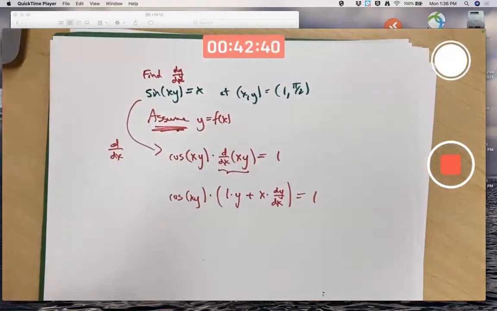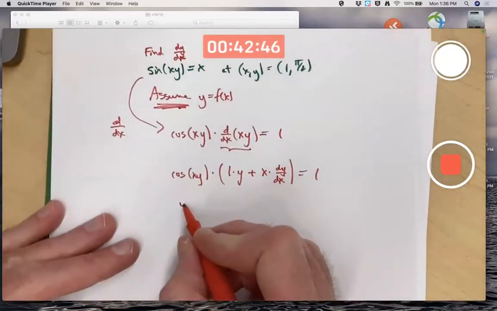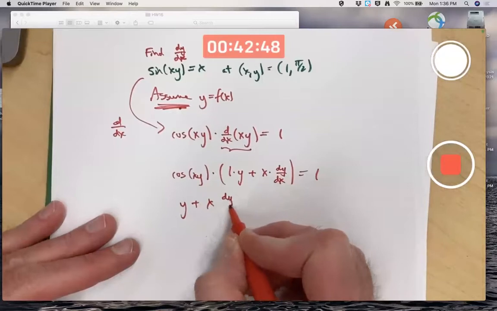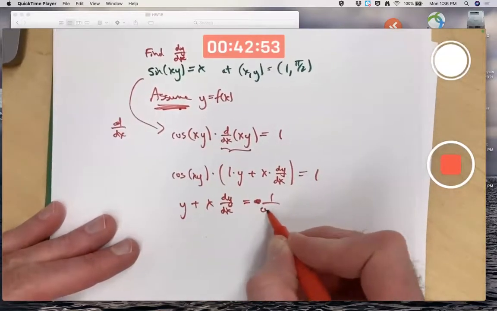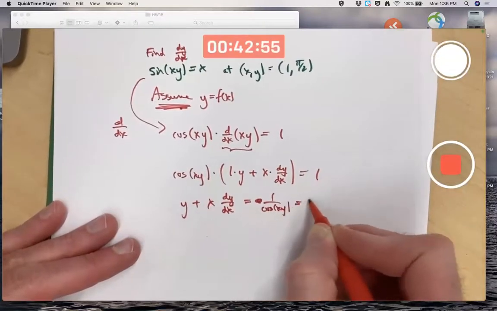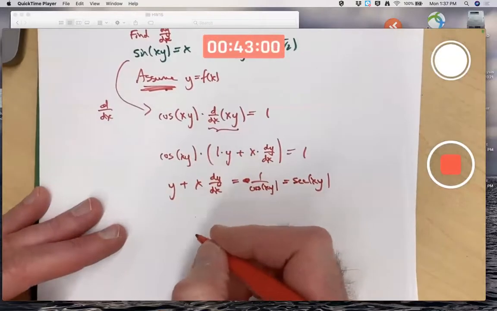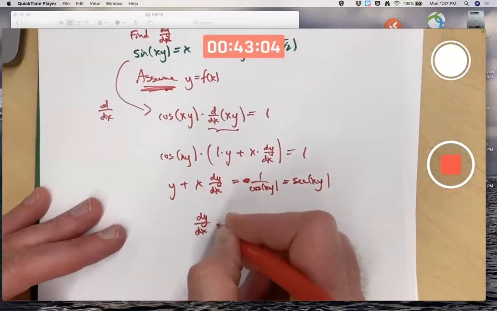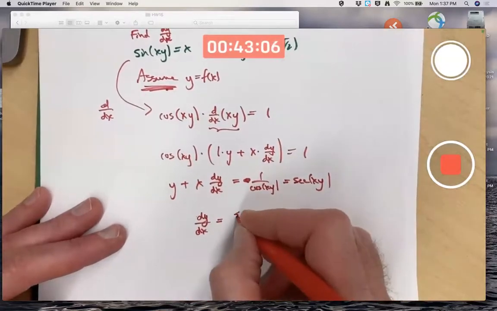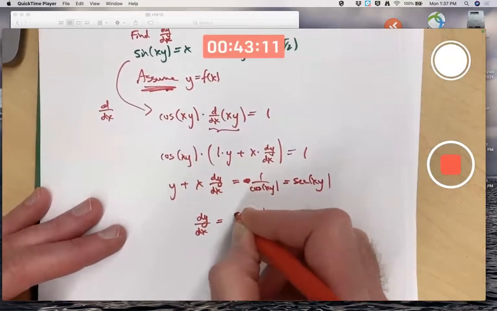Now solve this equation for dy dx. Divide both sides by the cosine function. Get y plus x dy dx equals 1 over the cosine of xy, which you can also write as the secant of xy, if you like, but you don't have to. Then subtract y and divide everything by x. So yeah, you could write the answer as secant of xy minus y all divided by x. That's one way to write the answer.